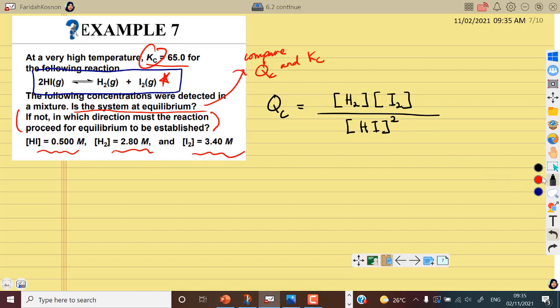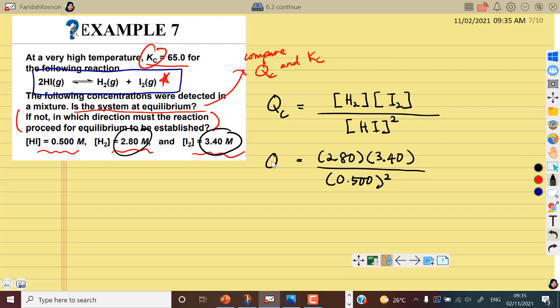Okay, so now you are going to substitute all the values here. So substitute betul-betul. Okay, hydrogen gas. Tengok, ini hydrogen gas. So it is 2.80. Okay, times concentration of iodine 3.40. Okay, divide by concentration of hydrogen iodide 0.500 molar, power of 2. Okay, tekan calculator, kira betul-betul what is the value of QC. So QC is 38.1. QC ni macam KC lah, tak ada unit.